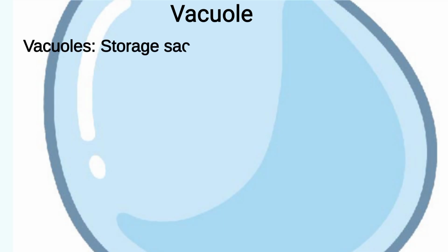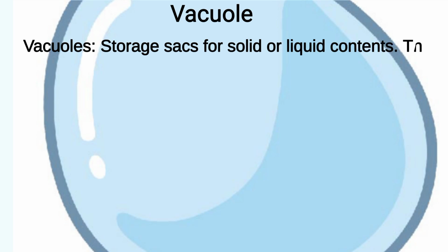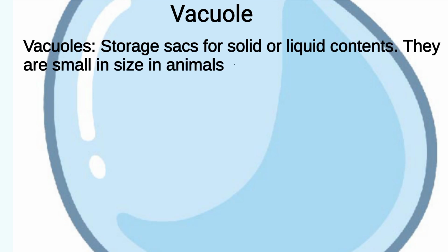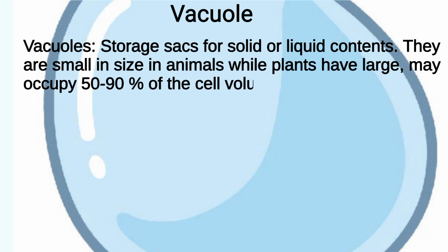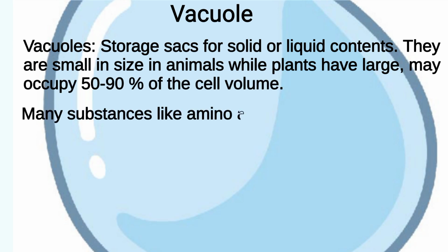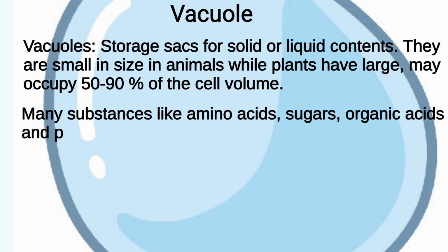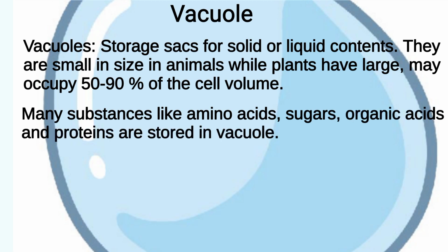Vacuoles. Storage sacs for solid or liquid contents. They are small in size in animals while in plants they are large and may occupy 50 to 90% of the cell volume. Many substances like amino acids, sugars, organic acids and proteins are stored in the vacuole.